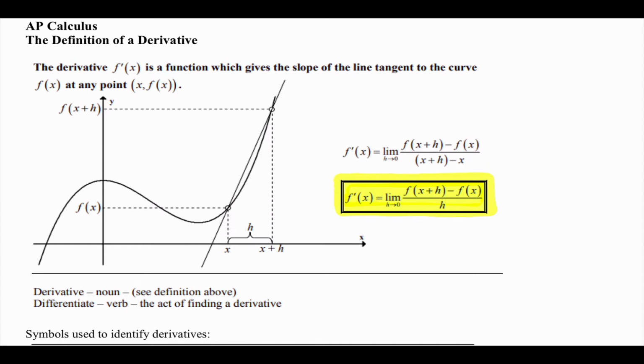Okay, so what a derivative is, it's the slope of the tangent line at one point. Okay, so let me say that again. It says it right there. It gives the slope of the tangent line to a curve. The curve is the function at any point. At any point. Okay, so we know what slope is, right? Slope of a line, right? Rise over run.